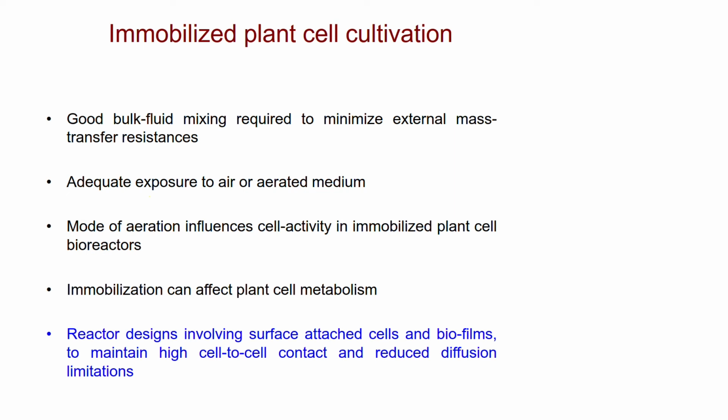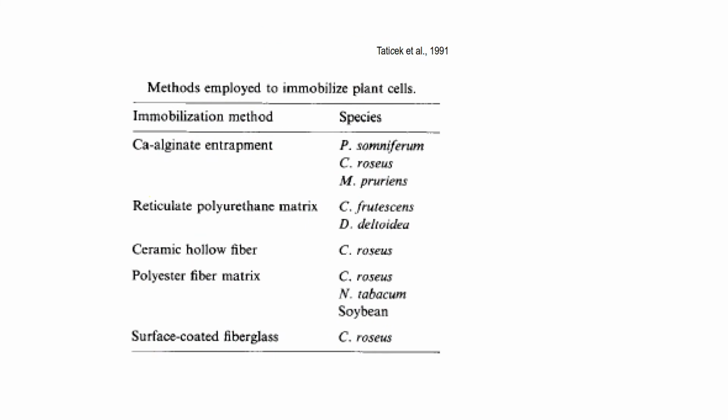So, different reactor designs, they involve what? Surface attached cells or biofilms, and these will facilitate what? Cell to cell contact, and generally you will see that as the cell to cell contacts improve, this may also impact the secondary metabolite biosynthesis. These are some of the examples in literature. People have used immobilized reactors.